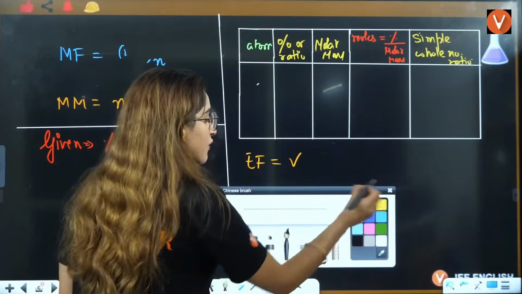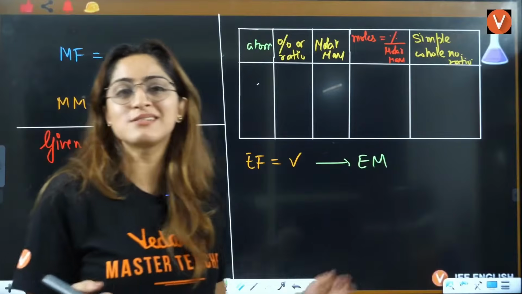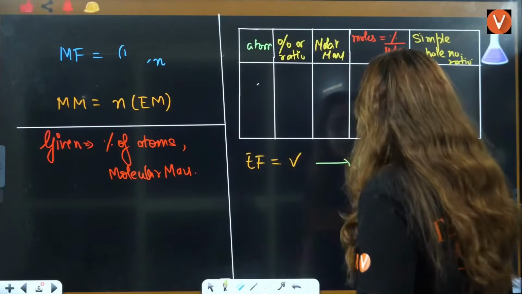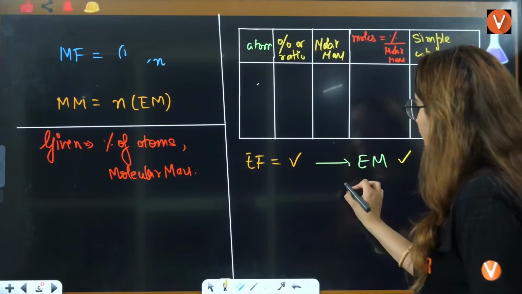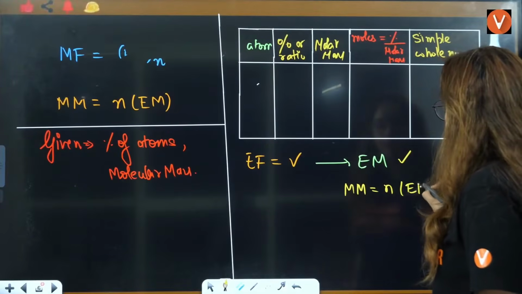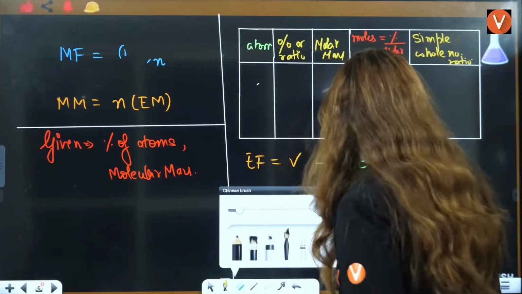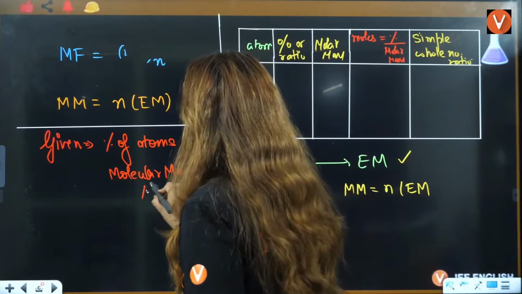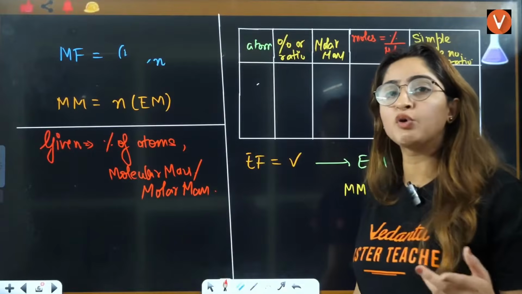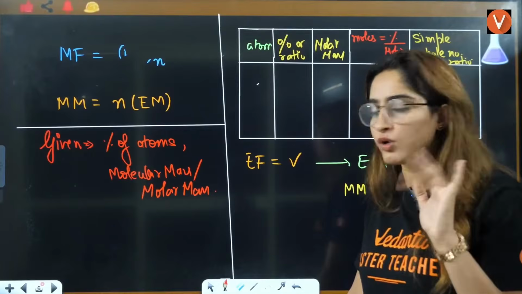Now if you have empirical formula, you know that empirical mass you can calculate. See, if empirical formula is CH2O, you can calculate the empirical mass. If you know the empirical mass here, then we can apply this formula. Molar mass is equals to N into empirical mass. And in the question, this should be molar mass, right? Molar mass will be given to you. If molecular mass is given to you, convert this into molar mass by replacing U with G, right? That I have told you already in mole concept, right?